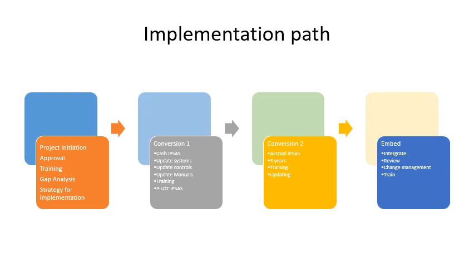Now the following is the implementation path proposed, a generic one. There is project initiation, approval, training, gap analysis, and the strategy for implementation as the first step. Then conversion 1, if it's cash IPSAS, then consider updating systems, updating controls, manuals, training, and pilot IPSAS. Then if it's conversion 2, the accrual IPSAS, there is a 3-year period in which the company can use to adopt IPSAS fully. In that period, there is also training and updating that will need to be done.